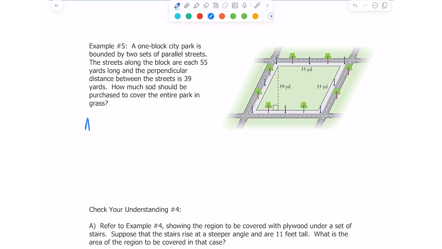So I have area equals, if you'll remember the formula, it's base times height. And my base here is 55 yards. And the height is the perpendicular distance, which is 39 yards. So now all you have to do is just multiply 55 times 39, and you get 2,145, and yards times yards is yards squared. So that's the amount of sod that they would need to purchase.